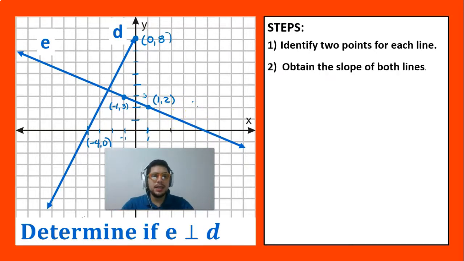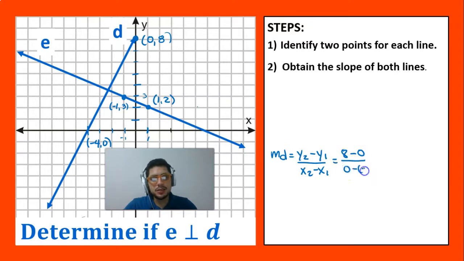Now, the second step is that you are going to obtain the slopes of both lines, right? So let's see. The slope of line D is going to be y2 minus y1 divided by x2 minus x1. So it would be 8 minus 0 divided by 0 minus -4, so it would be 8 divided by 4, which is positive 2. Okay, because we took this one and this one.